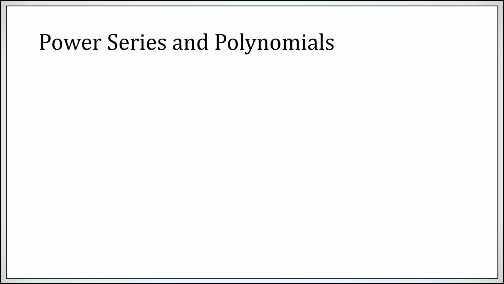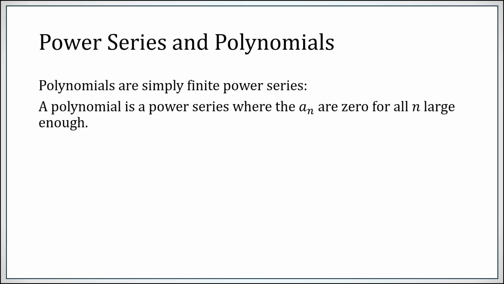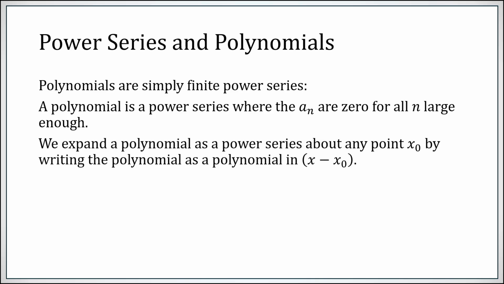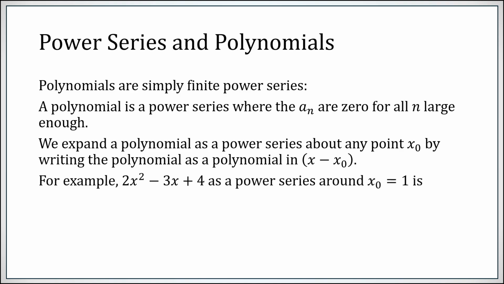Let's talk about power series and polynomials. Polynomials are just finite power series. So the a_n, in other words, those coefficients, are 0 for all n large enough. If we expand a polynomial as a power series about any point, we can do that by doing a bunch of tedious work by making terms (x minus x naught) to the n. So for example, 2x squared minus 3x plus 4. If I want this to be in terms of x minus 1, you can verify that 2x squared minus 3x plus 4 is 3, plus 1 times (x minus 1), plus 2 times (x minus 1) squared.